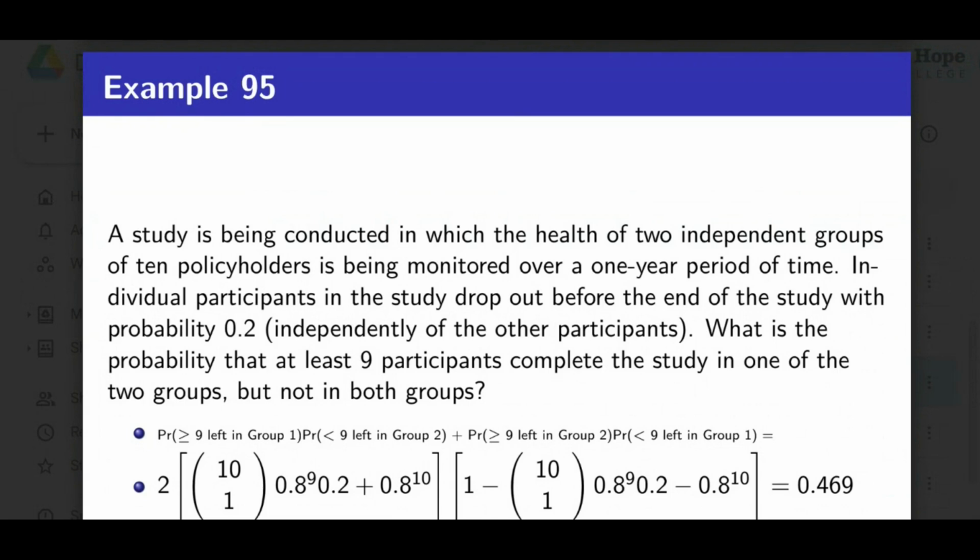Now, do you agree with this one? Don't you have 10 in the group? For 9 people to complete basically means 1 left. There are 10 ways where one person can leave. All right, and then the other 9 stayed on. The probability of staying on is 0.8. Leaving is 0.2. And what's this? Anyone? What's the 0.8 to the 10? Why is that important?